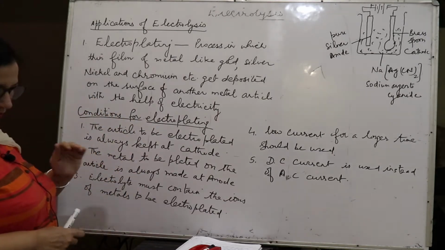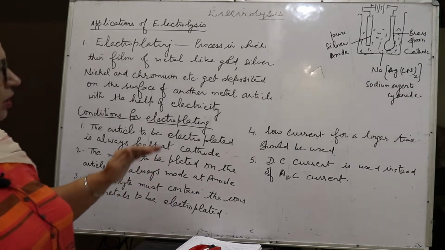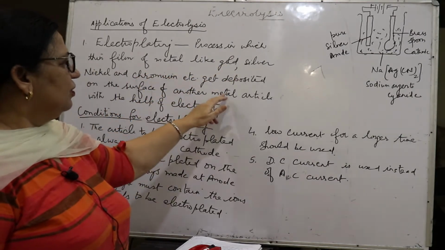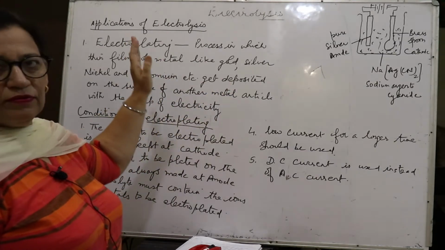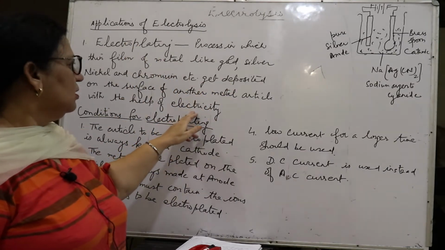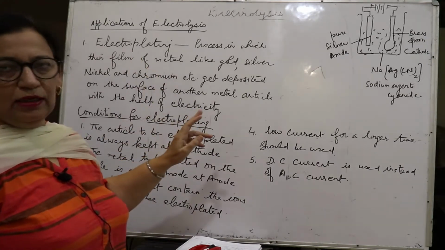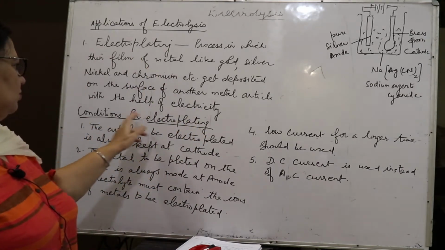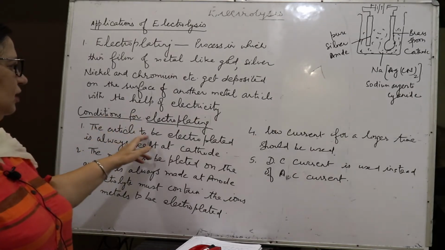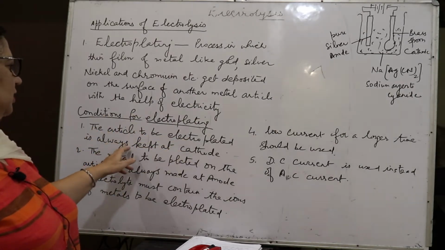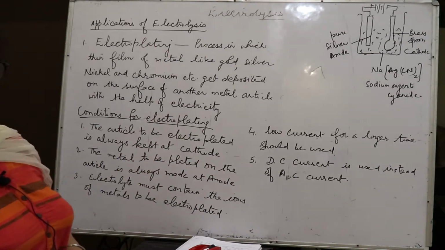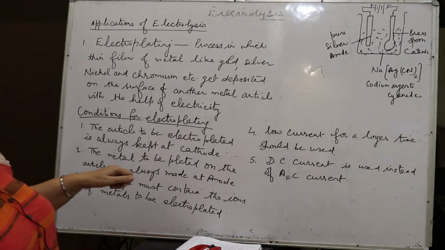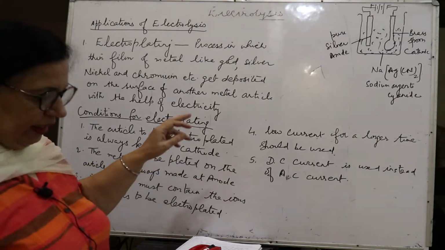When we put a thin layer of costly metal on the surface of an inferior metal with the help of electricity, that is electroplating. Now certain conditions are there for electroplating. First condition, the article to be electroplated is always kept at the cathode. The article which is to be electroplated should be kept at the cathode.